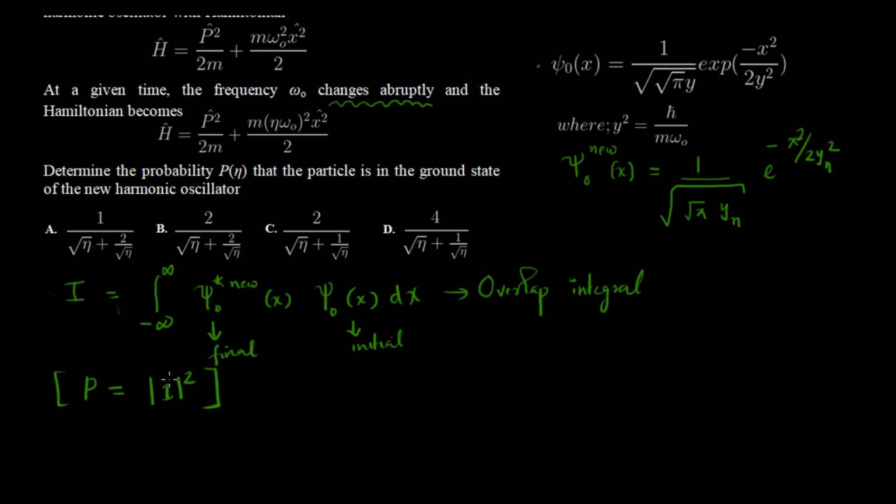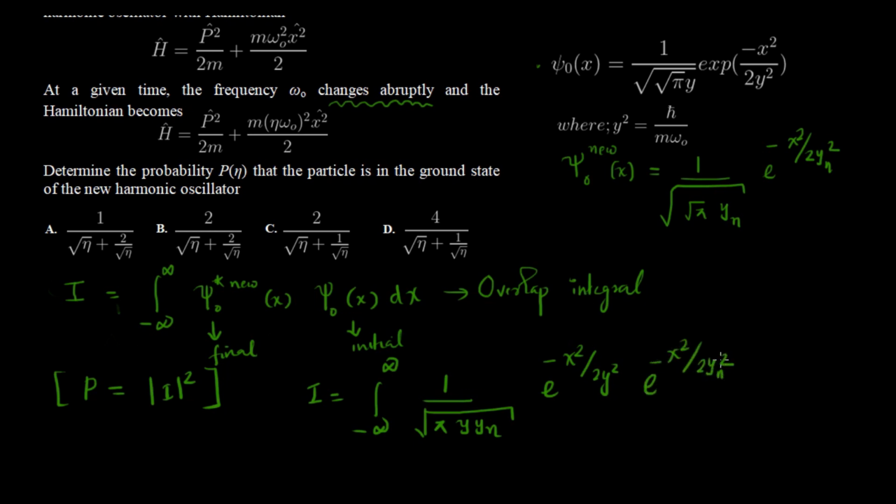I'm going to solve this whole problem in a straightforward way. First I'm going to write the overlap integral like this. I is equal to the integral from minus infinity to plus infinity of 1 over, I'm going to multiply these normalization constants together, square root of pi y yn, times exponential of minus x squared by 2y squared, times exponential of minus x squared by 2 yn squared, into dx.